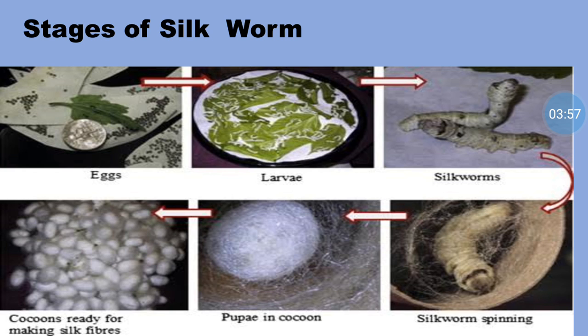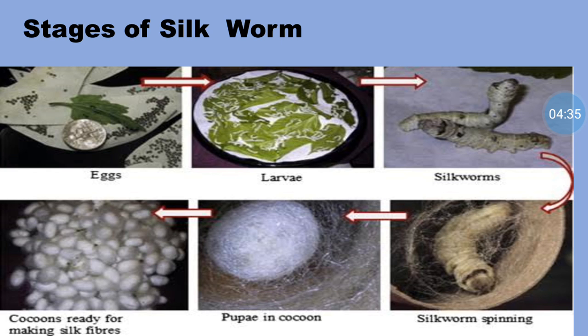Now we shall see how silk is obtained from the silkworm. The process of silk production is called sericulture. The entire production process of silk can be divided into several steps. Silk is the most important animal fiber and the most luxurious type of fiber ever. China is the original home of silk.